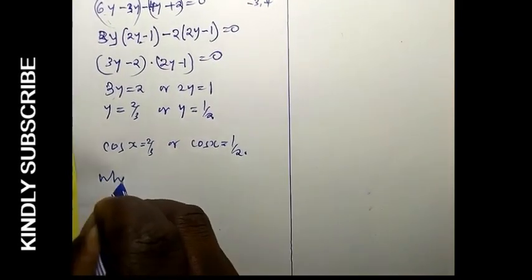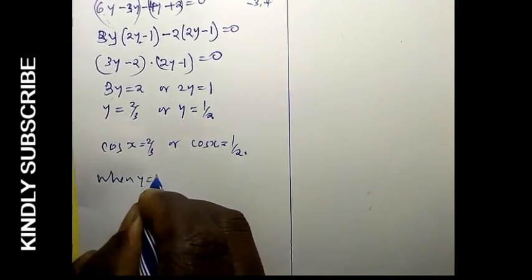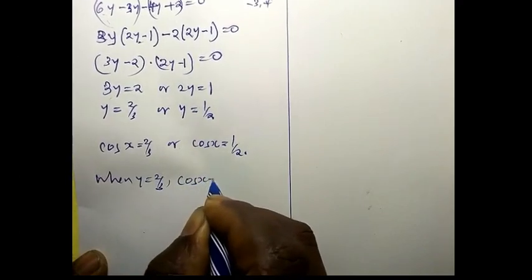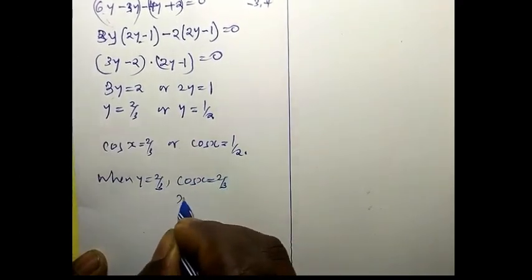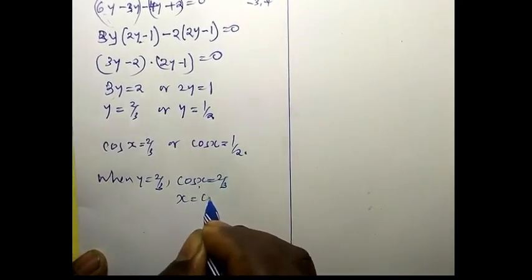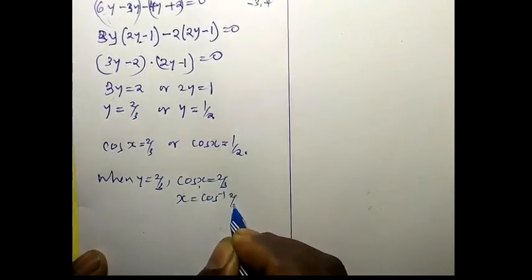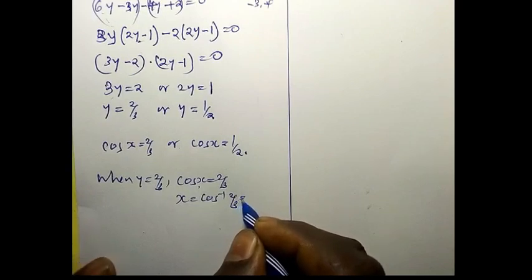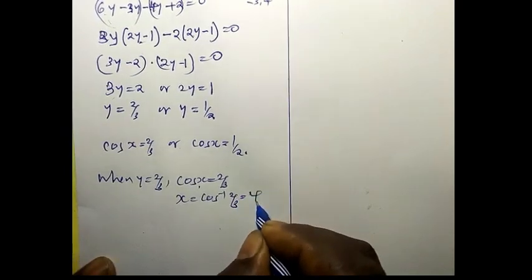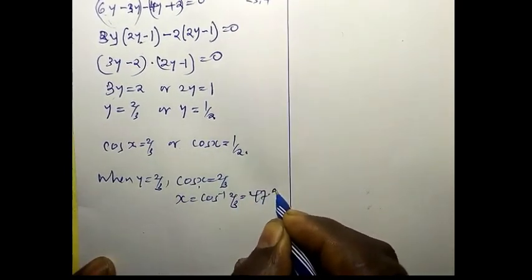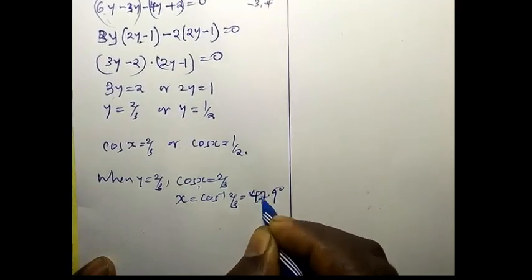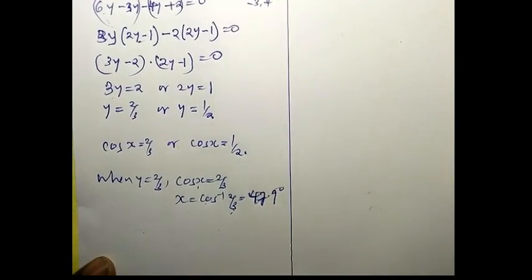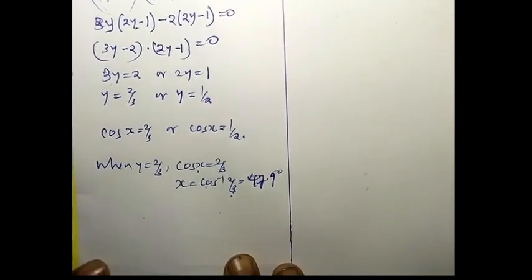So when y equals 2 over 3, it means that cos x equals 2 over 3, and the value of x will be equal to cos inverse 2 over 3, which is the same as 0.67, and it will give us 47.9 degrees. The cos inverse of 2 divided by 3 is 47.9.